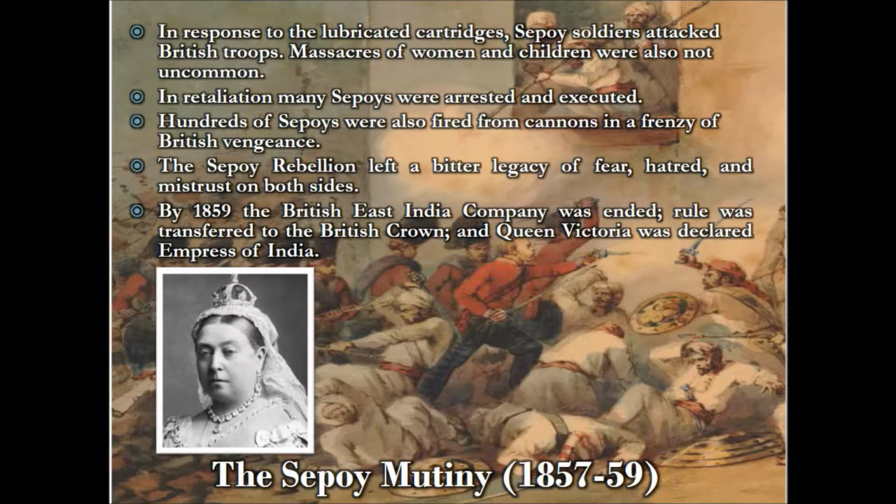The Sepoy Rebellion left a bitter legacy of fear, hatred, and mistrust on both sides. By 1859, the British East India Company was ended. Rule was transferred to the British Crown, and Queen Victoria was declared Empress of India.